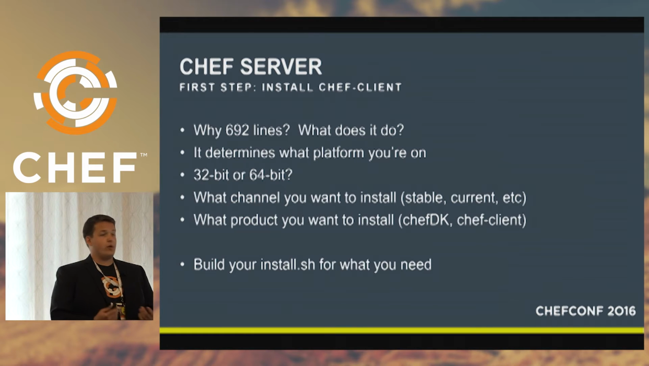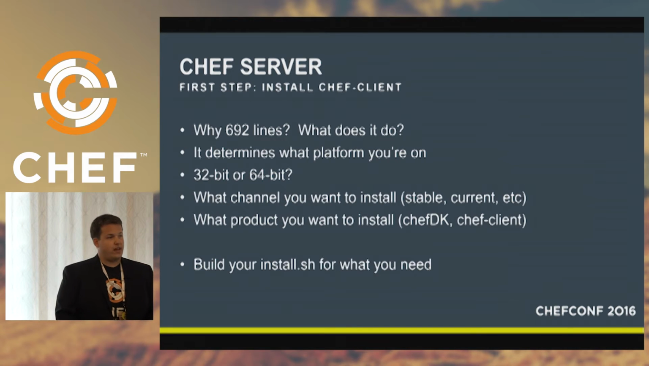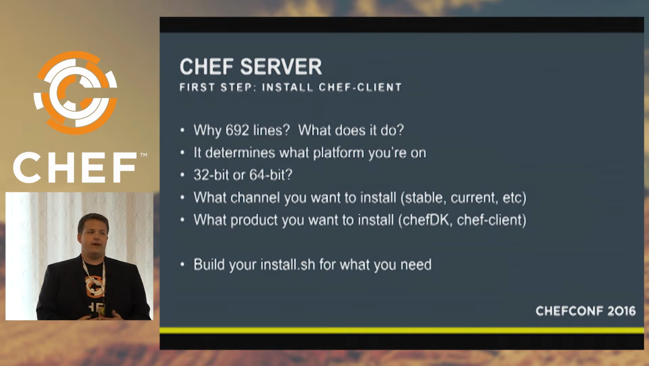So the point here is that you want to build your own install.sh for what you're using. For today, all I'm doing is running all my systems on Red Hat, so my install.sh is really simple. It's grab the Red Hat Chef Client RPM and install it.